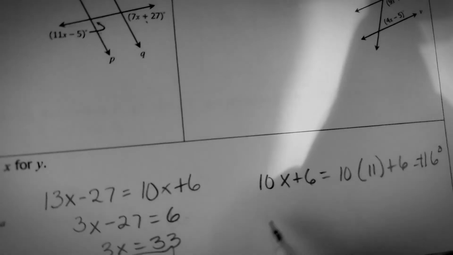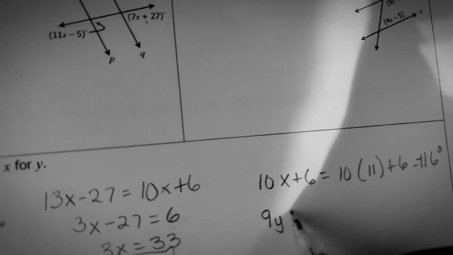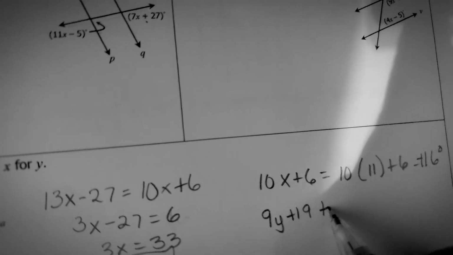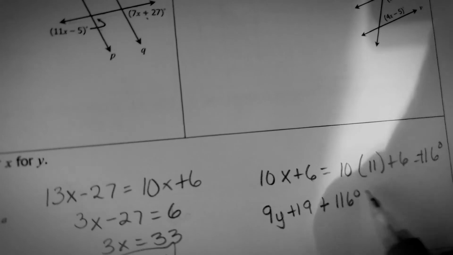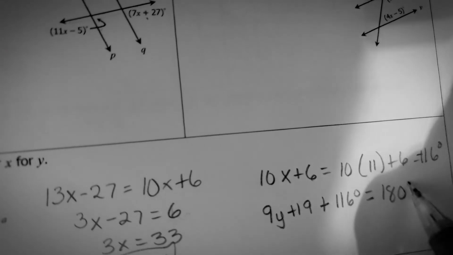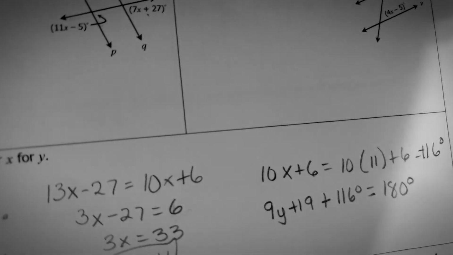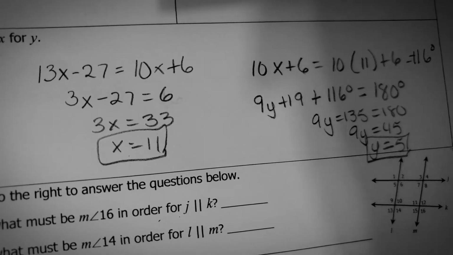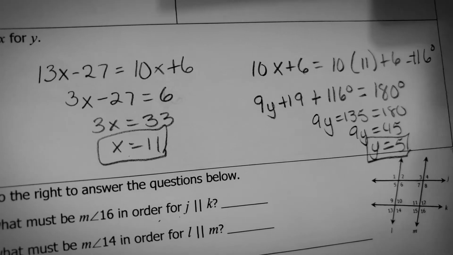So what was that? 9y plus 19 plus the 116 degree angle is going to equal 180 degrees. So pause the video, solve for y. And you should have for an answer that y equals 5.